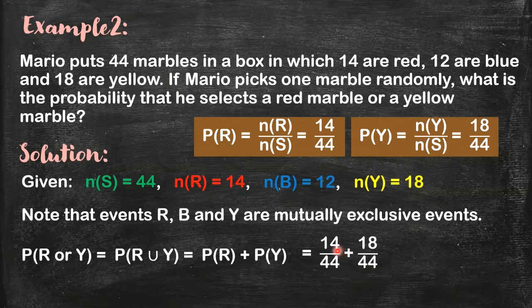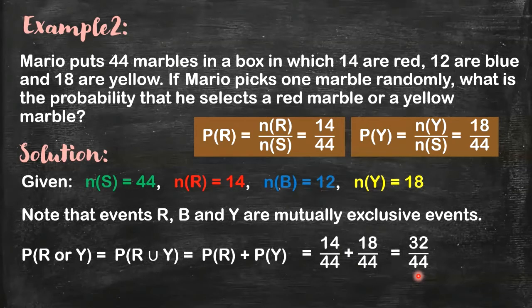So, ito yung probability of R union Y. Okay, so what is 14 plus 18? You'll get 32. So, you have 32 over 44. Again, do not stop here. Okay, you still have to simplify. Okay, anong pwede natin i-divide dito? Okay, you divide the numerator by 4. You also divide the denominator by 4. You will get 8 over 11.